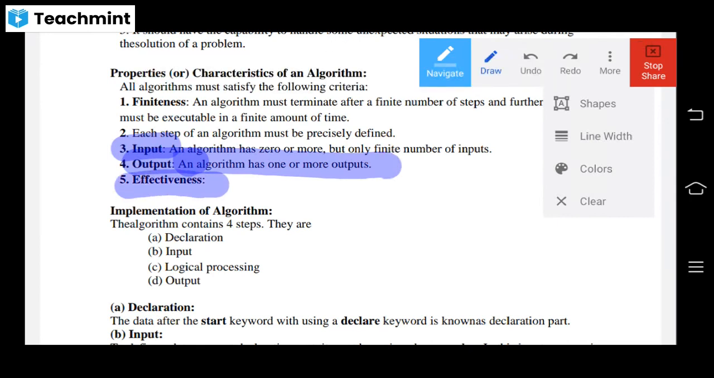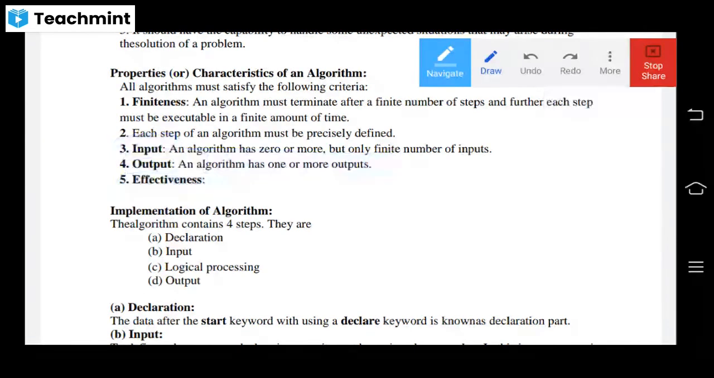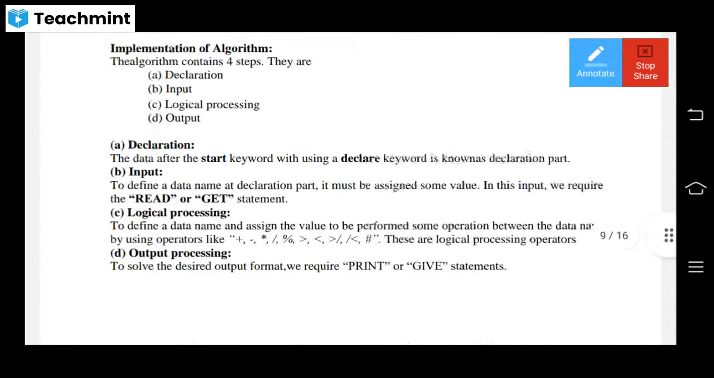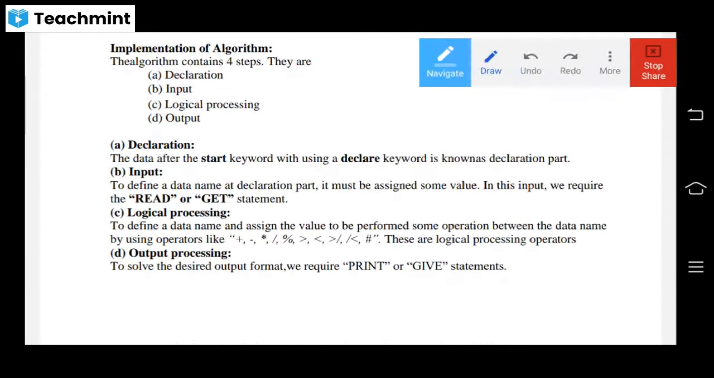నెక్స్ట్ the algorithm must have effectiveness. అంటే ఆల్గరిథం ఎలా ఉండాలి అంటే ఇంకా పర్ఫెక్ట్‌గా, దాన్ని బేస్ చేసుకొని మనం కోడింగ్ అనేది డెవలప్ చేసేయచ్చు అనమాట. అలా కనిపించాలి. ఓకేనా? How to implement the algorithm. నెక్స్ట్ ప్రొసీజర్ we see how to implement the algorithm. See here how to implement the algorithm. The algorithm contains four steps. Okay, how many steps here contain the algorithm?